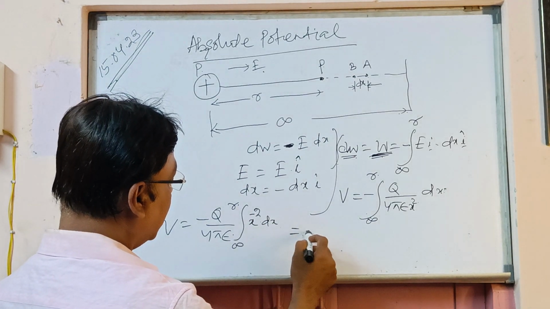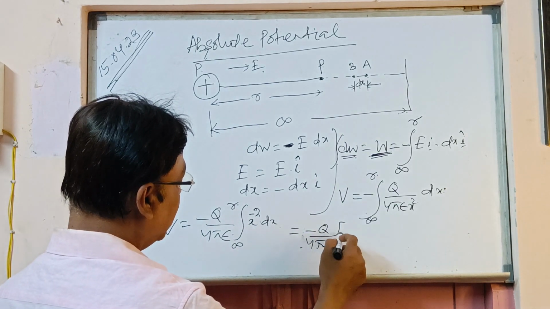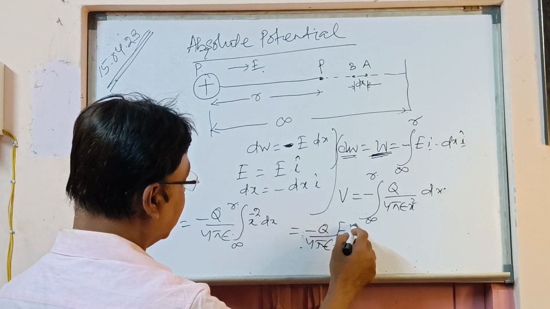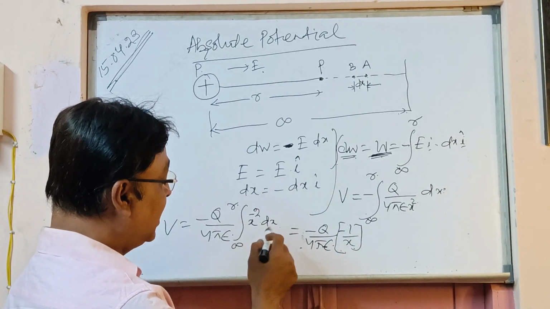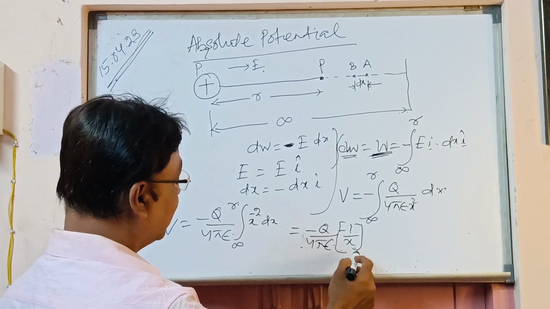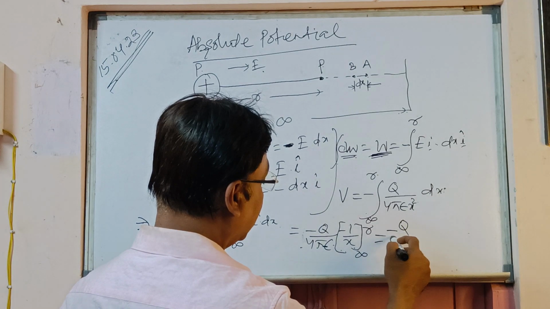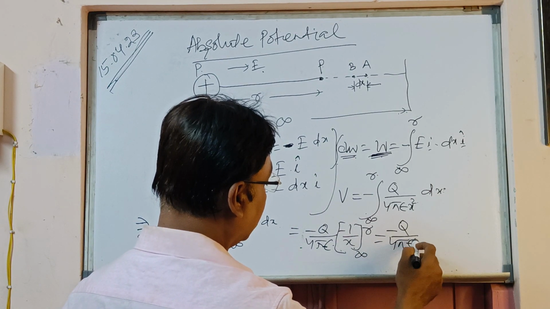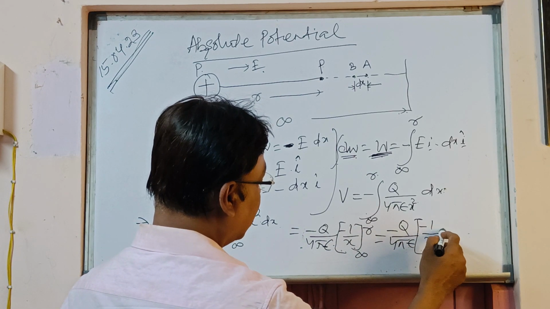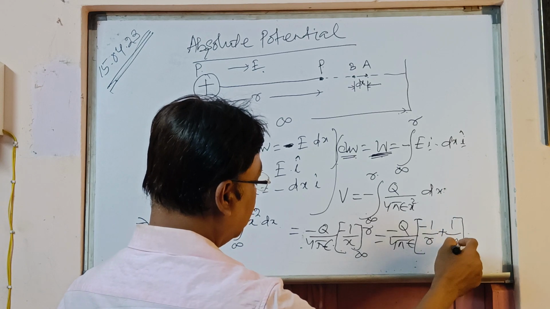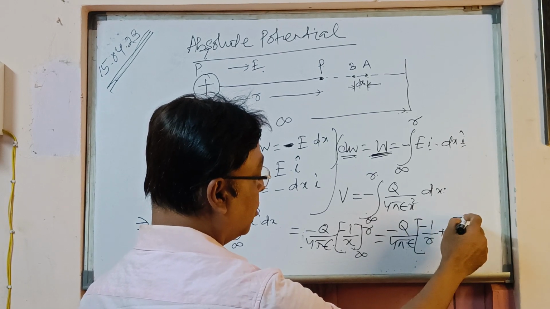So the integration of this will be minus Q by 4 pi epsilon, and x to the power minus 2 integrates to x to the power minus 2 plus 1 by minus 2 plus 1, that is minus 1 by x, from infinity to R. Now putting the limits, it will be minus Q by 4 pi epsilon times minus 1 by R plus 1 by infinity, putting the upper and lower limits in place of x. So 1 by infinity will be almost 0.